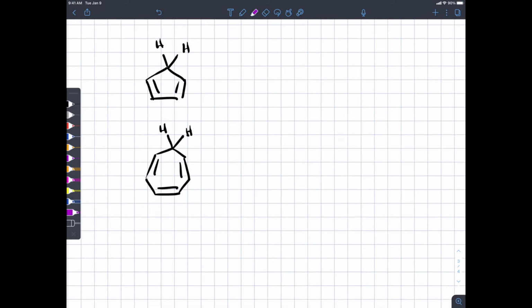One of these protons is more acidic than the other. So let's consider which one that might be. To compare acidity, we draw the conjugate base. So let's draw the conjugate base of both of these molecules, in which a proton would have been removed, and then we're left with a negative charge on the corresponding carbon.